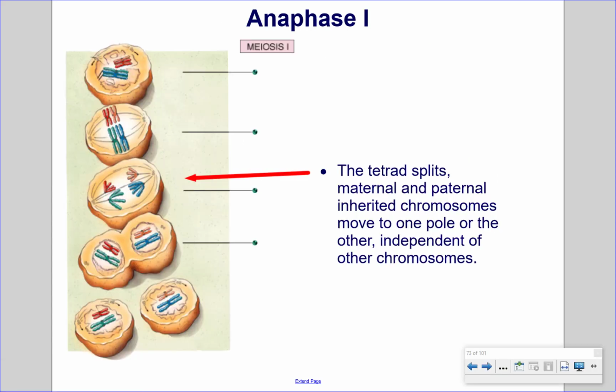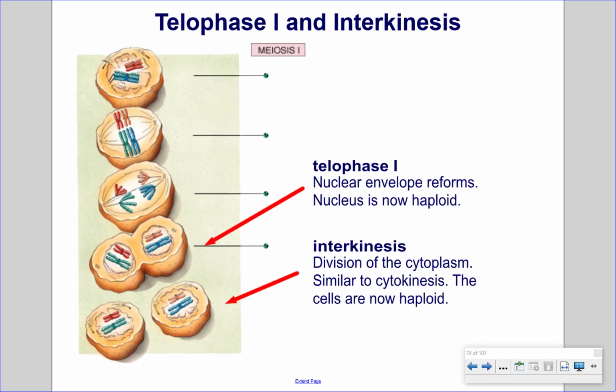Anaphase I. In Anaphase I of Meiosis I, the tetrad splits. Maternal and paternal inherited chromosomes move to one side or the other, independent of other chromosomes. Telophase I and Interkinesis. In Meiosis I, Telophase I, the nuclear envelope reforms. The nucleus is now haploid. Interkinesis is division of the cytoplasm, similar to cytokinesis. The cells are now haploid.